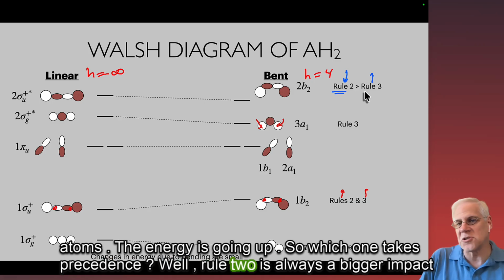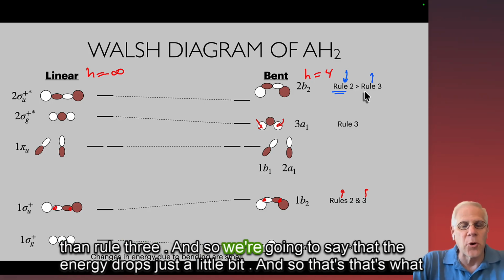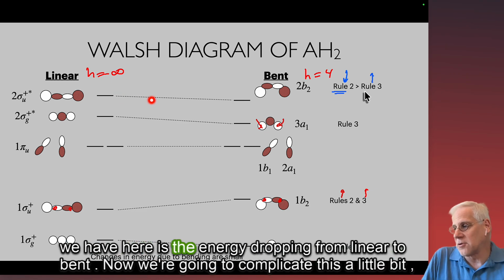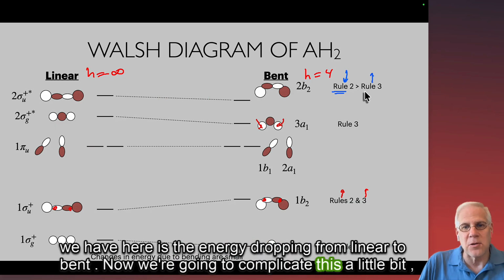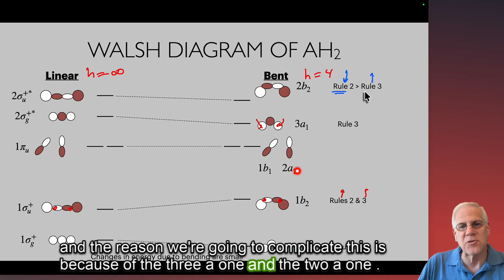Well, rule 2 is always a bigger impact than rule 3, and so we're going to say that the energy drops just a little bit. And so that's what we have here, is the energy dropping from linear to bent. Now, we're going to complicate this a little bit. And the reason we're going to complicate this is because of the 3A1 and the 2A1.